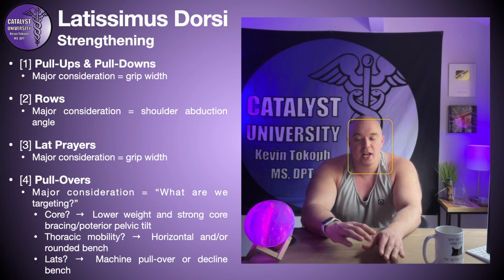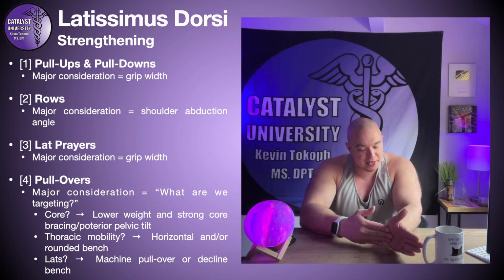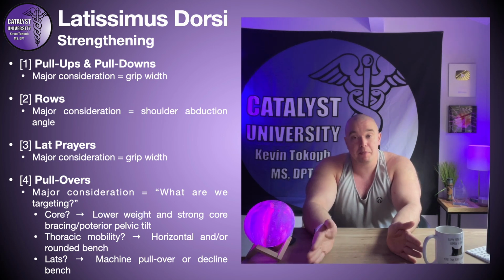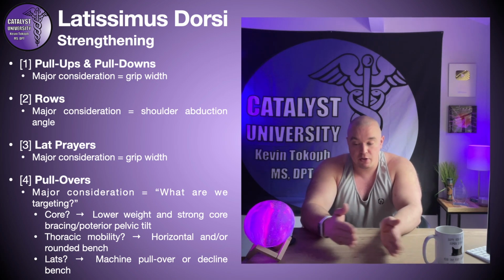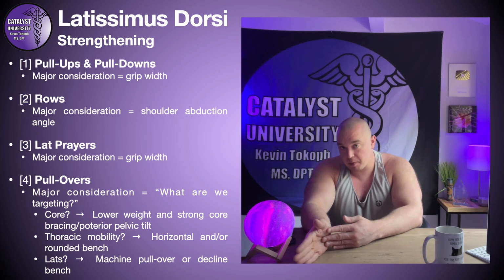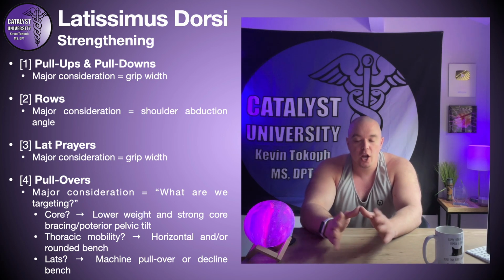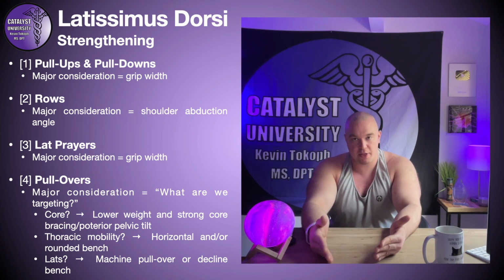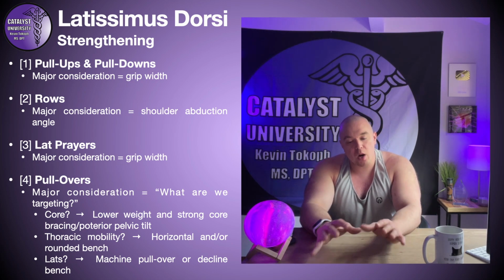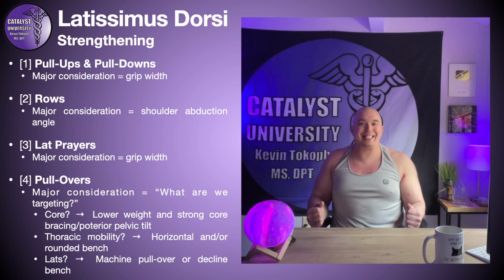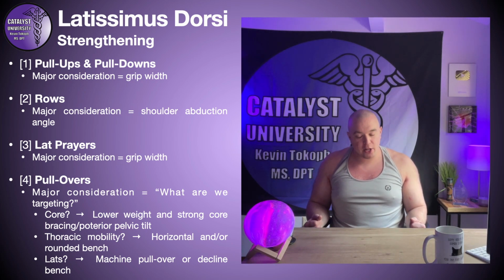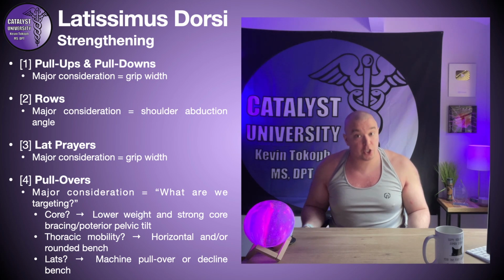You cannot differentiate or separate the scapular muscles from the lats. They work together. The scapular muscles move the scapula, the lats move the glenohumeral joint, just like the posterior deltoid and the teres major. You cannot have one without the other, okay? But when we're talking about rows, the shoulder abduction angle is the biggest factor that's going to dictate which part of the lats we're working.